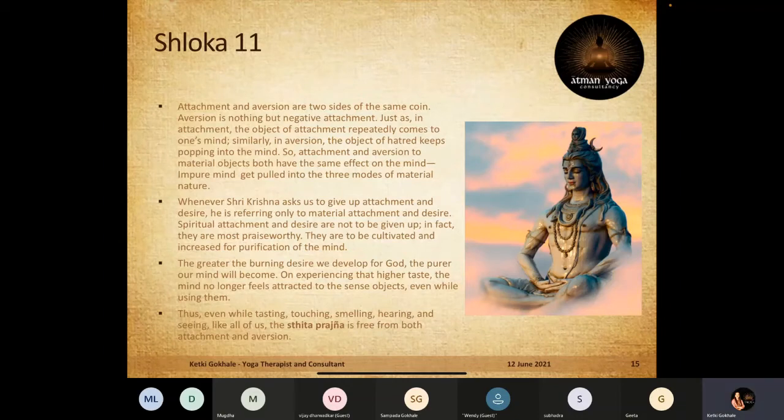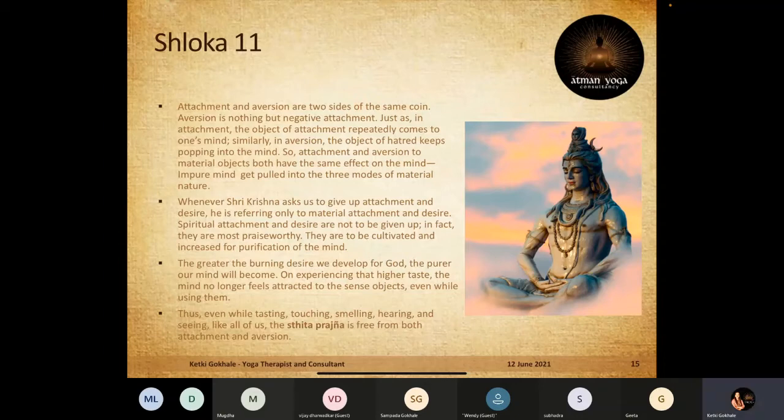Impure mind gets pulled into the three modes of material nature, and that distracted impure mind becomes prey to the three gunas, sattva, rajas, tamas. So if tamas dominates, you really feel depressed, low. If rajas dominates, you become angry, you react. So you just get trapped into that interplay of gunas.